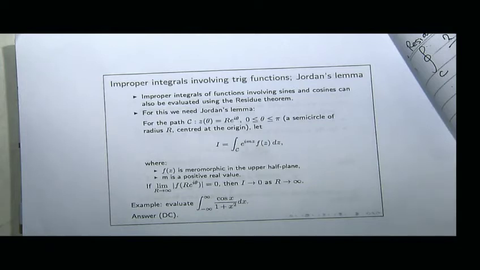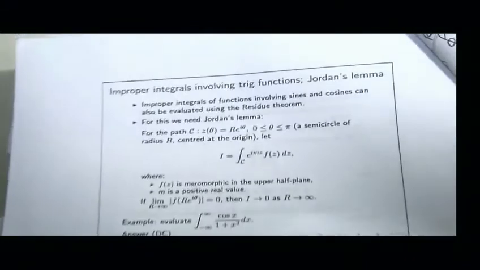F of z is meromorphic in the upper half plane. M is a positive real value. If the limit as r goes to infinity of f of r e to the I theta is 0, then I goes to 0 as r goes to infinity. Okay. How about I try that example as a way of trying to figure out what this means.